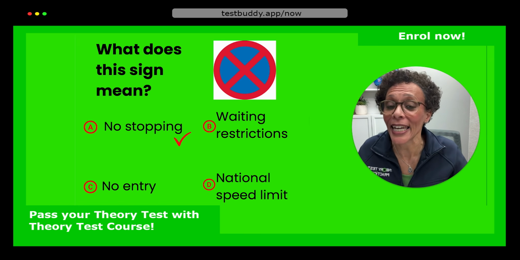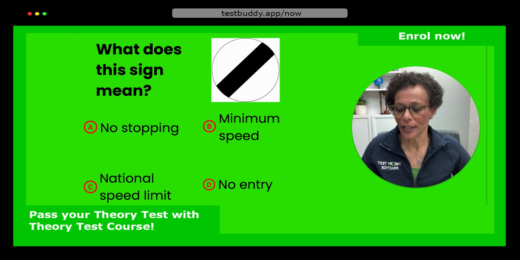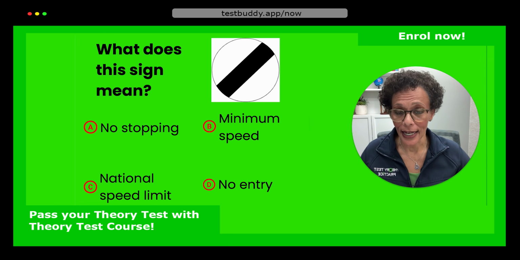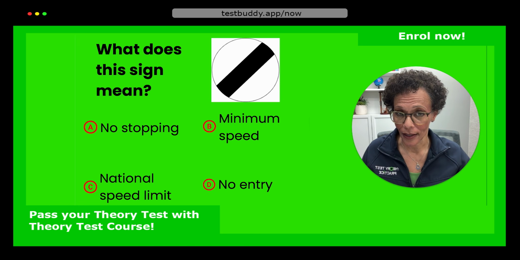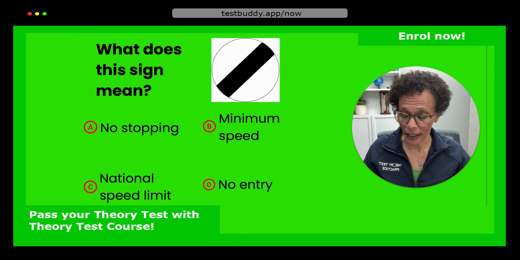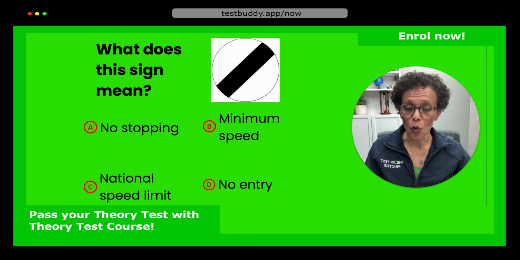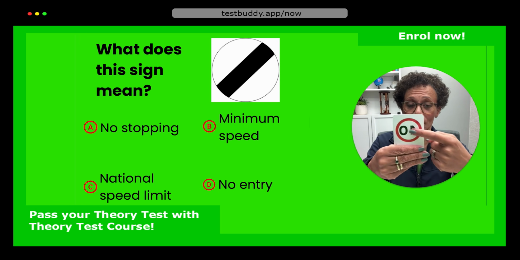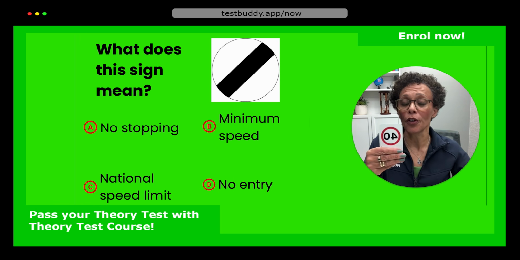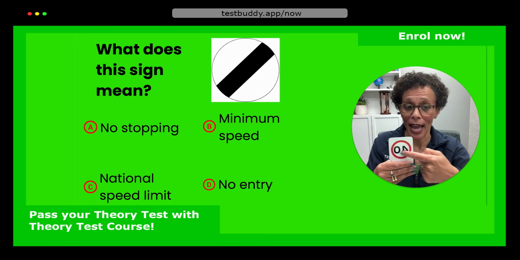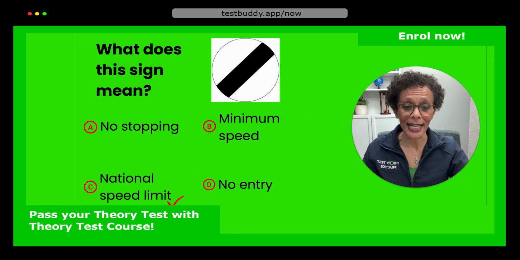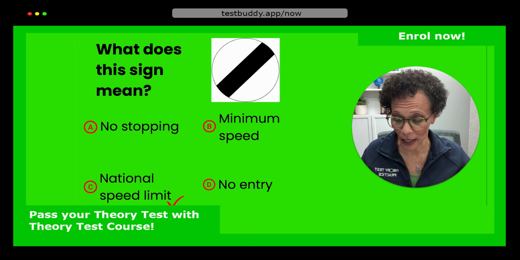It's a clear way. What does this sign mean? No stopping, minimum speed, national speed limit, or no entry. Do you know the answer? Well, when you see this sign, you won't see a sign like this one in a red circle with a number inside. You won't see a sign telling you the actual speed. You'll see this national speed limit sign.